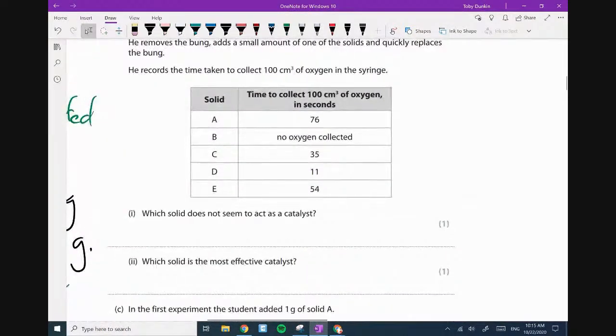Which solid is the most effective catalyst? Time to collect 100 centimeters cubed of oxygen. That's a trick. Everyone's going to go for A, and the answer is D, because they only took 11 seconds to make 100 centimeters cubed of oxygen gas. So D is the best catalyst, the least amount of time.